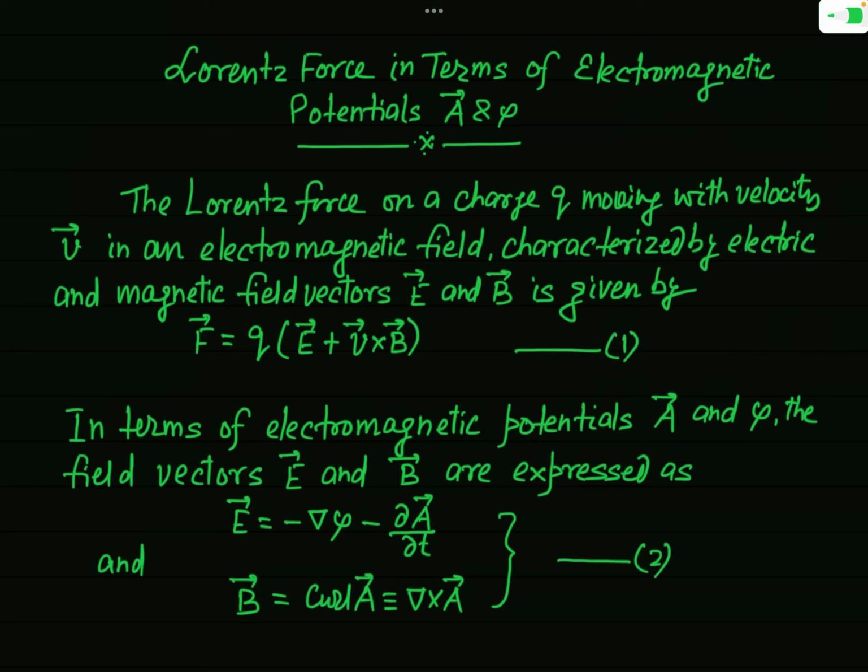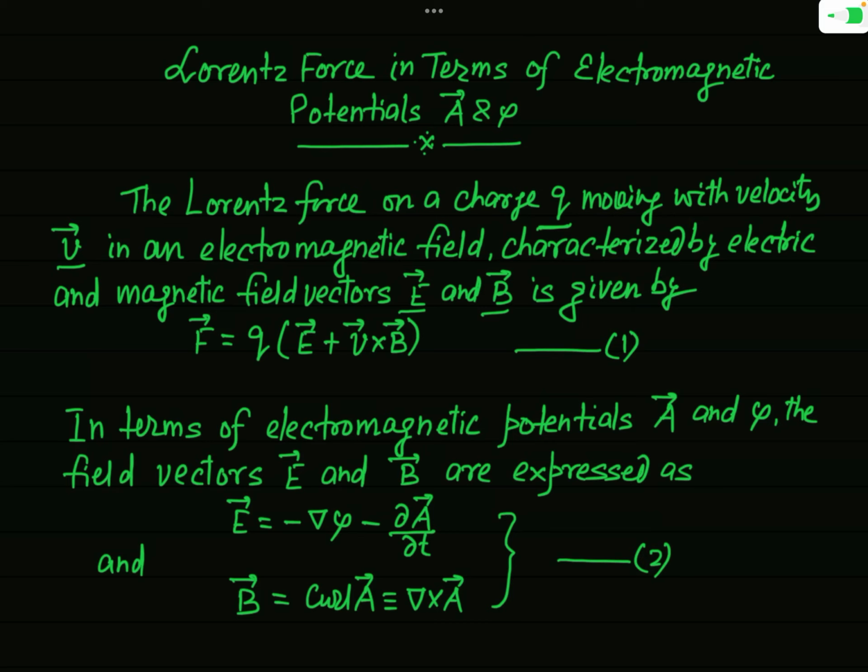You know very well how we define the Lorentz force acting on a point charge moving in an electromagnetic field. If we consider that a point charge Q is moving with a velocity v in an electromagnetic field where the electric and magnetic field vectors are E and B, then you know very well that the Lorentz force acting on the point charge is simply the vector sum of the electric force and the magnetic force acting on the particle.